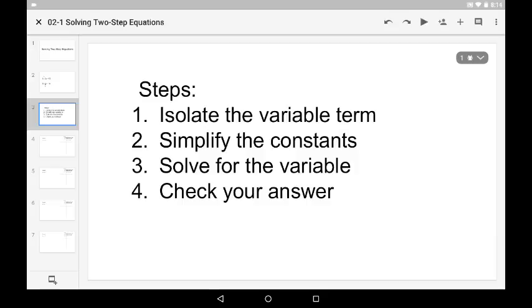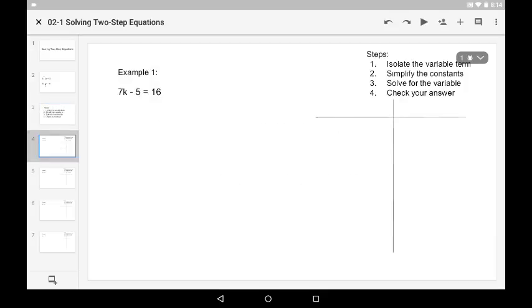And all the numbers that are constants, that don't have a variable in them, make sure they're all on the other side of the equal sign. Then you simplify the constants, so you add, subtract, multiply, divide, whatever it takes to get the numbers all combined, and then solve for your variable like you did in the one-step equation. And as always, check your answer when you're done. So we're just going to go over 4 quick examples.